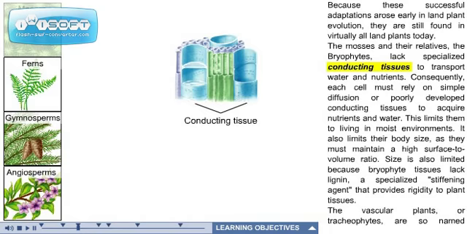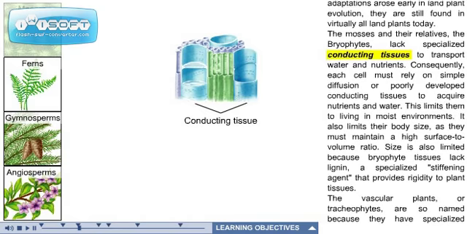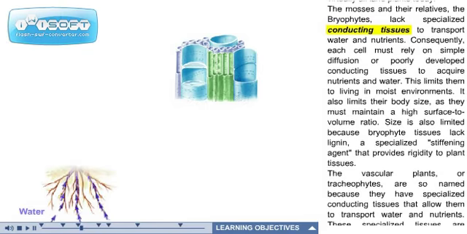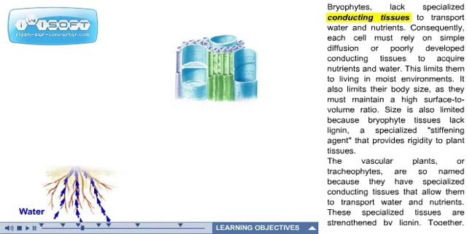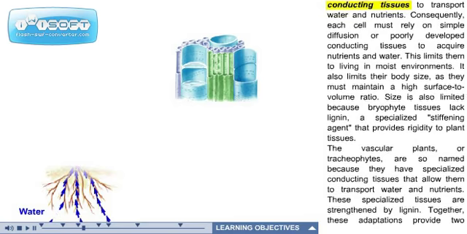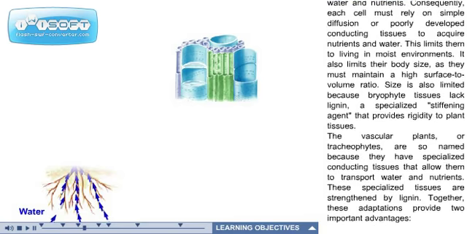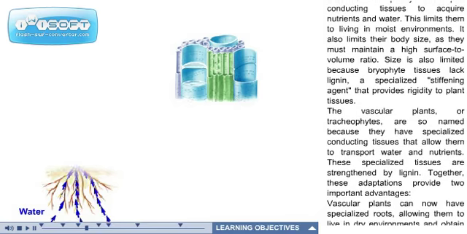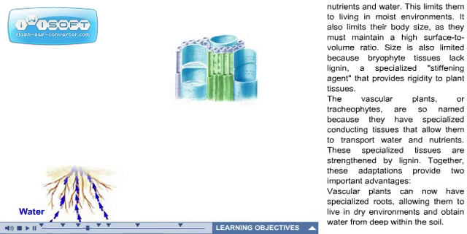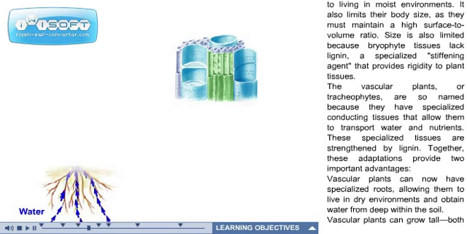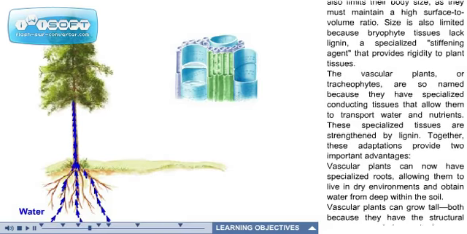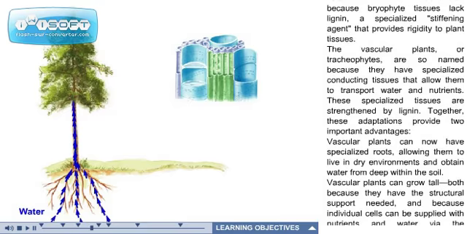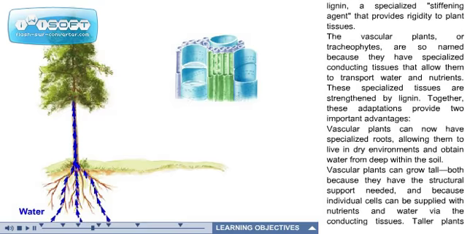The vascular plants, or tracheophytes, are so named because they have specialized conducting tissues that allow them to transport water and nutrients. These specialized tissues are strengthened by lignin. Together, these adaptations provide two important advantages. Vascular plants can now have specialized roots, allowing them to live in dry environments and obtain water from deep within the soil. Vascular plants can grow tall, both because they have the structural support needed and because individual cells can be supplied with nutrients and water via the conducting tissues.